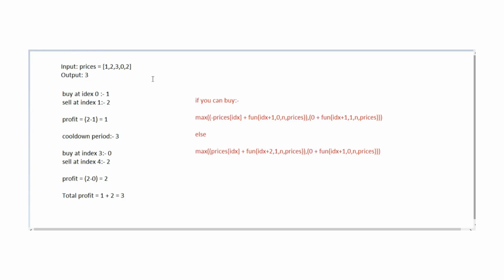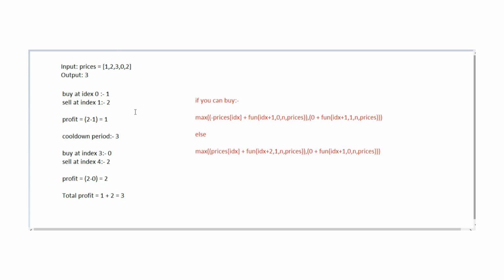For this particular test case, at the 0th index we will buy the stock. We need to pay one, the price, to buy the stock. After that, what choices do we have? We need to sell the stock. But here there are two choices: whether to sell it or not sell it. We can sell it, and now as we have sold it, we can calculate the profit. Here 2 minus 1 is our profit.